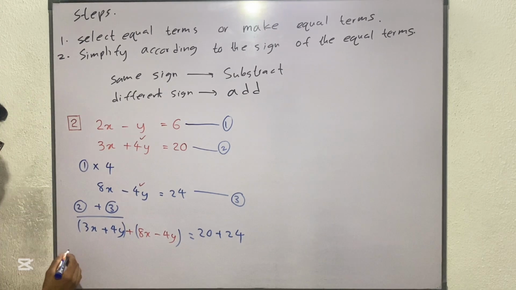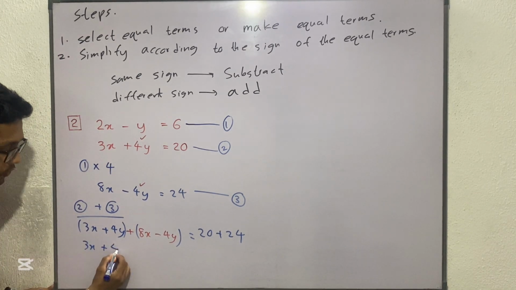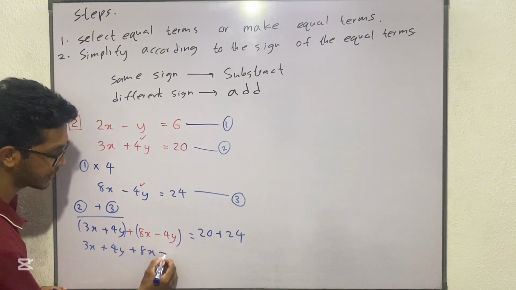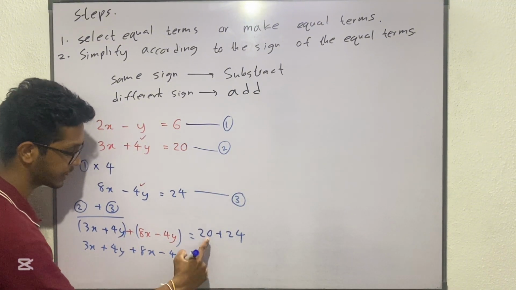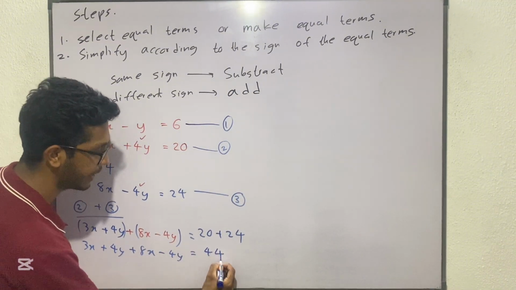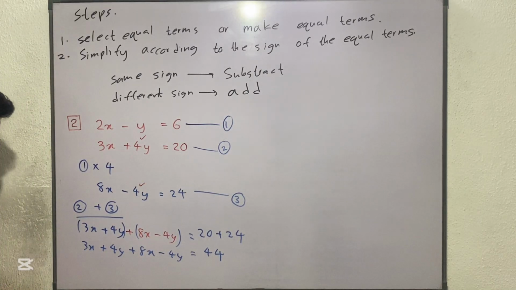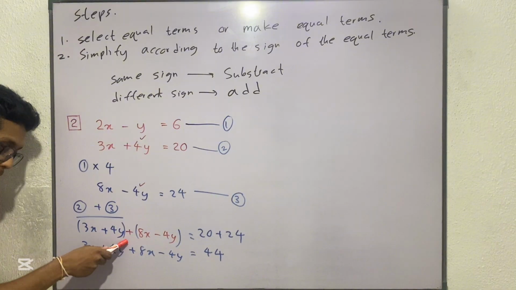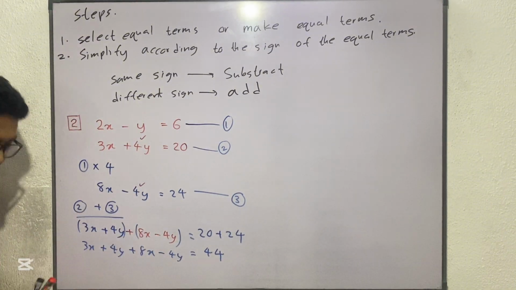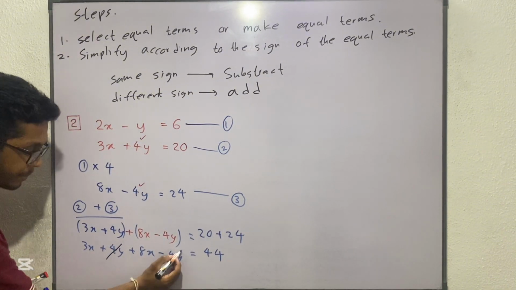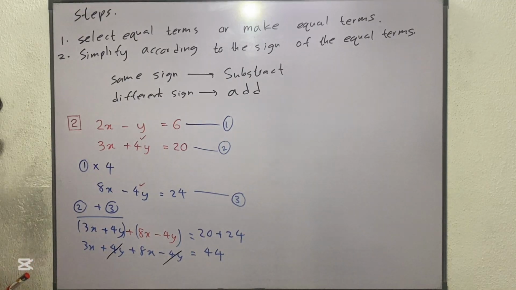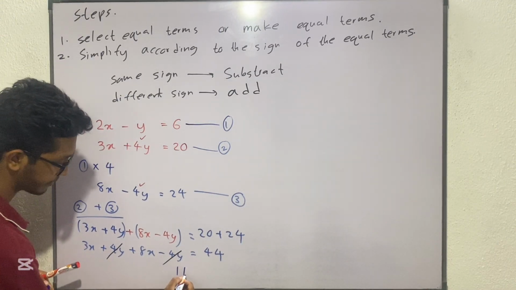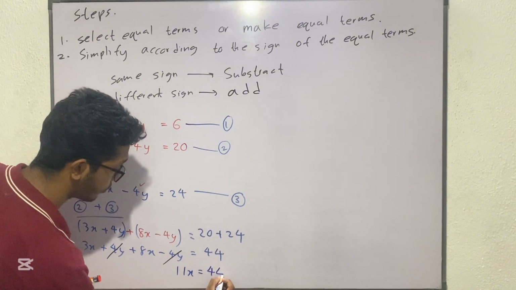Then I am going to remove brackets. 3x plus 4y. Plus into plus we get plus 8x. Plus into minus we get minus 4y. Equals 20 plus 24 we get 44. Now here we have plus 4y, here we have minus 4y. So plus 4y and minus 4y get cancelled. Then 8x plus 3x we get 11x. That is equal to 44.